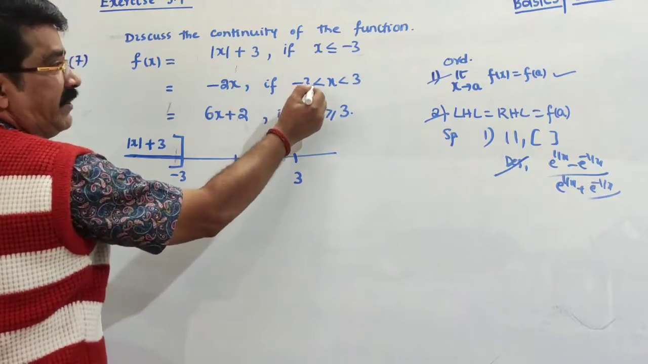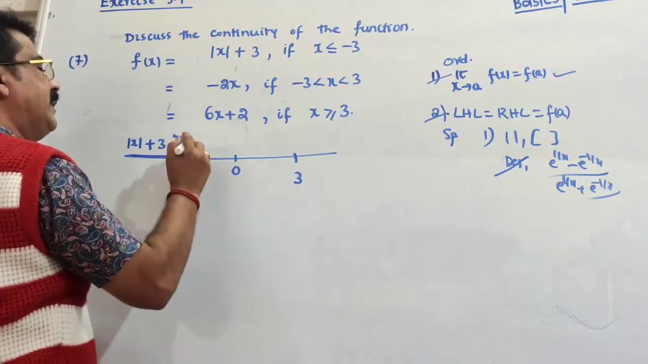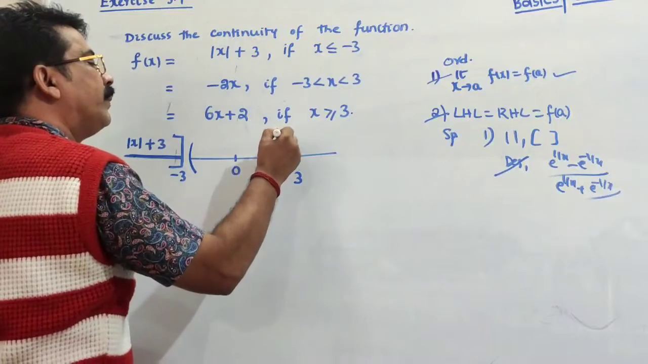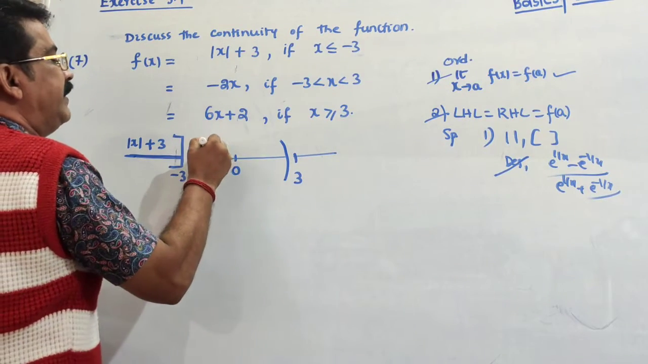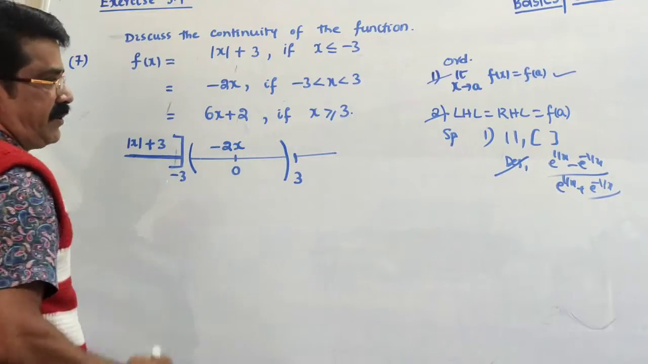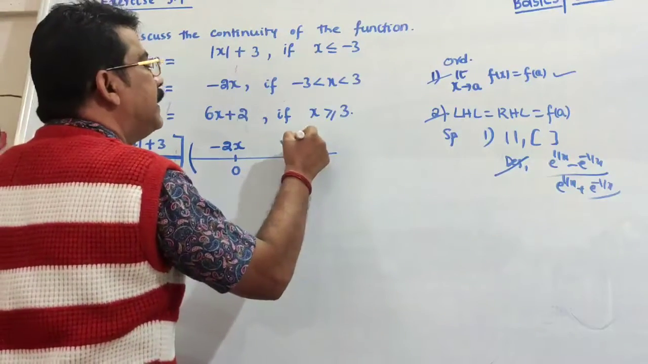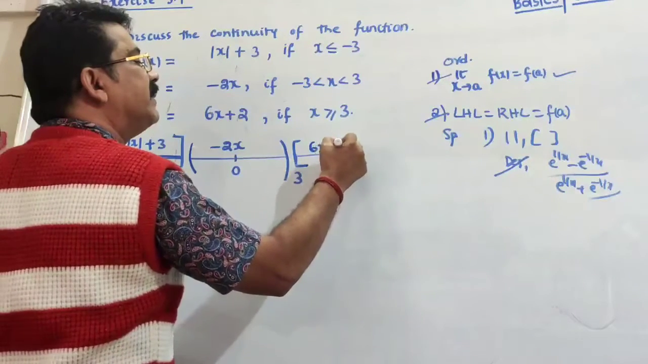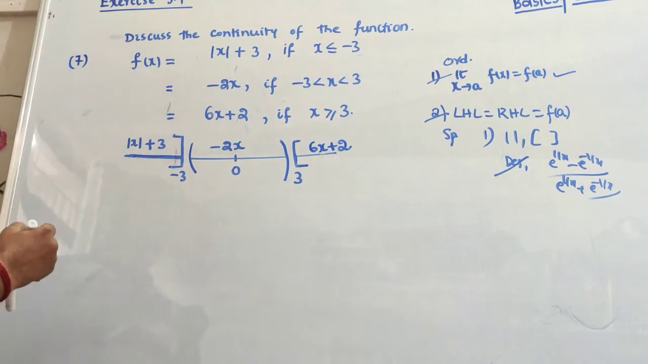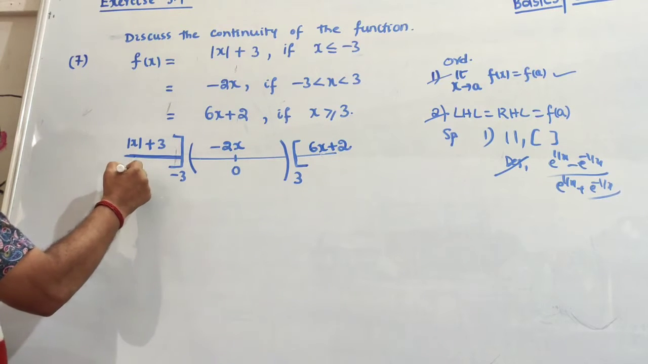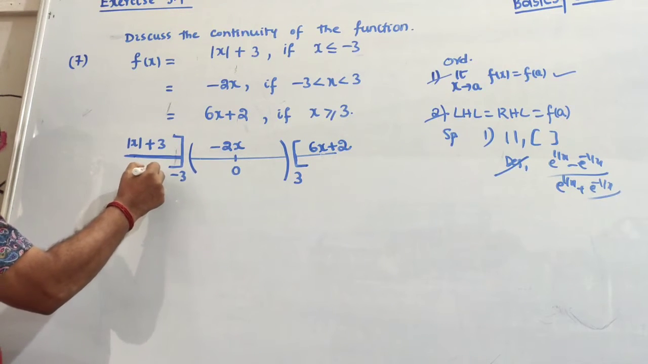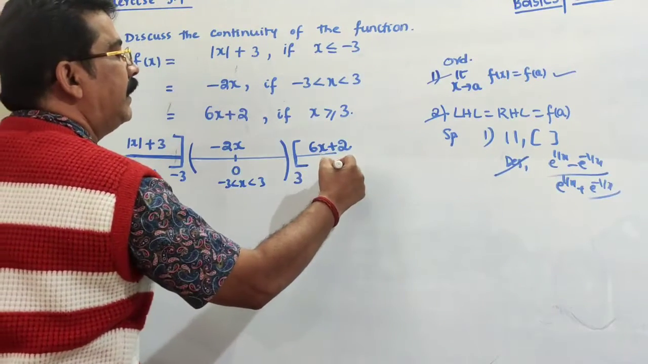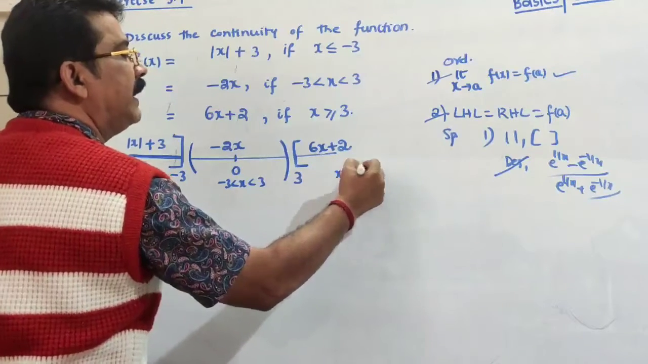Next, minus 3 to plus 3, the open interval of minus 3 to plus 3, means this area. In this area it is defined as minus 2x. Later, greater than or equal to 3, it is 6x plus 2. This is the x less than or equal to minus 3 area. This is the minus 3 less than x less than 3 area. This is the x greater than or equal to 3 area.